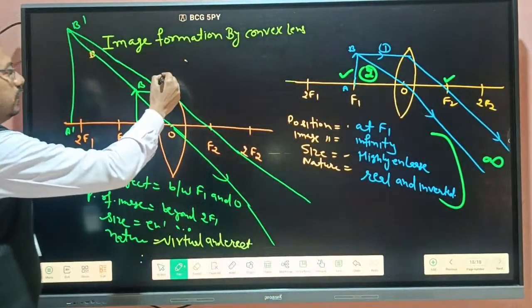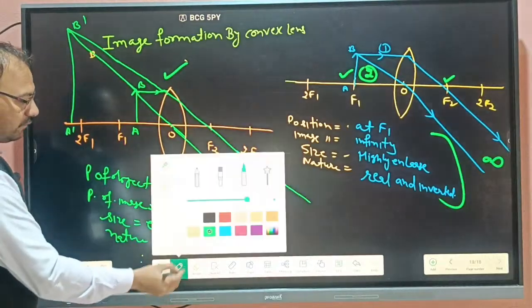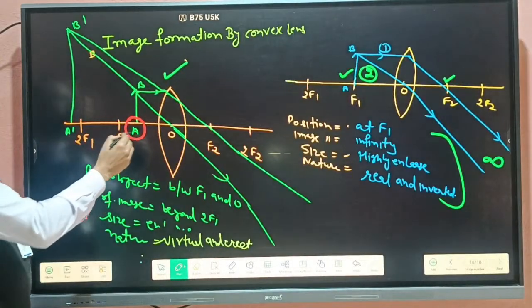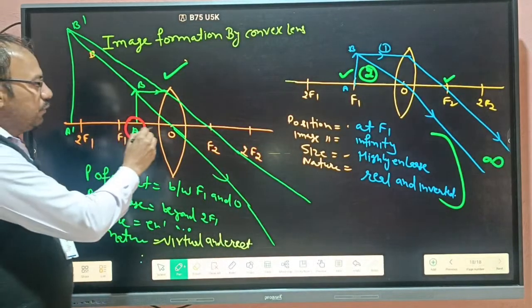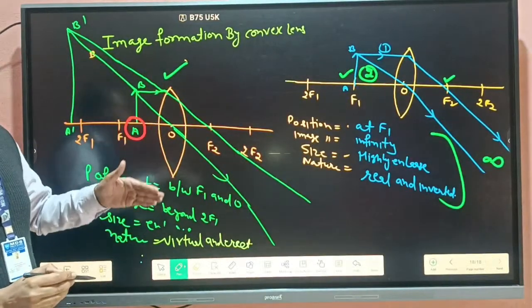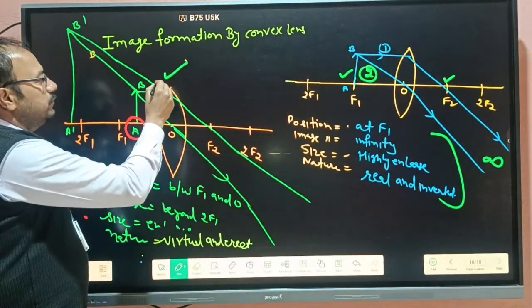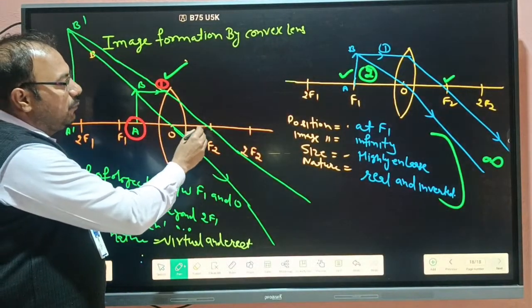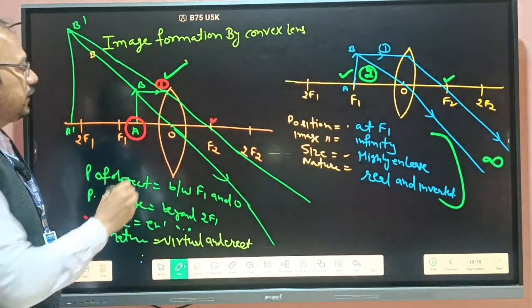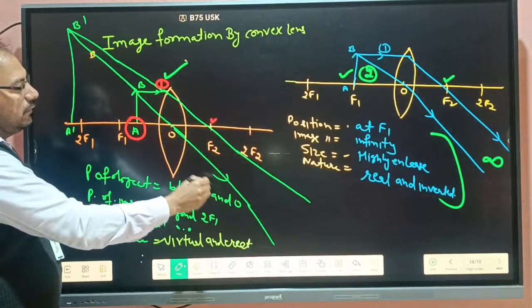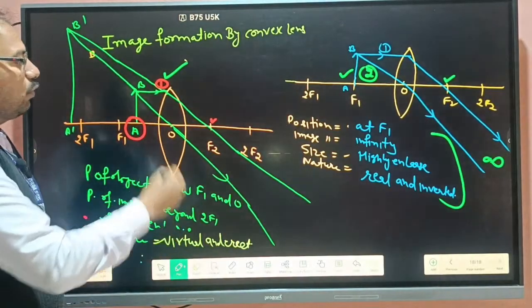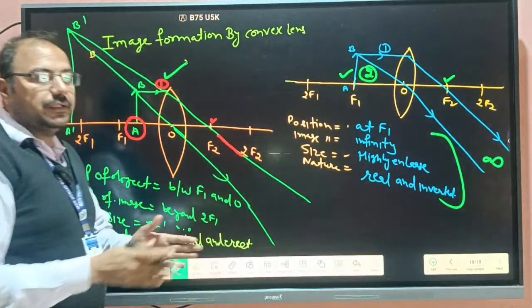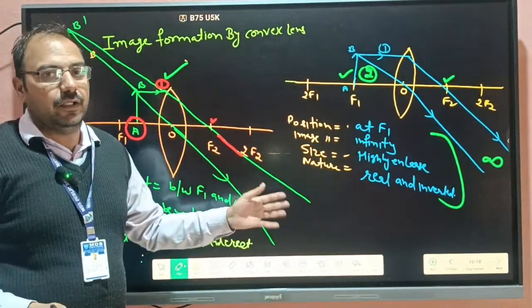So here we put the object at this point between f1 and O. When we put the object here, two rays are generated. This is the first ray, which is parallel, and after refraction it passes through the focus. The second ray passes through the optical center without any deviation. These rays are diverging from each other, so they never cut at any point.